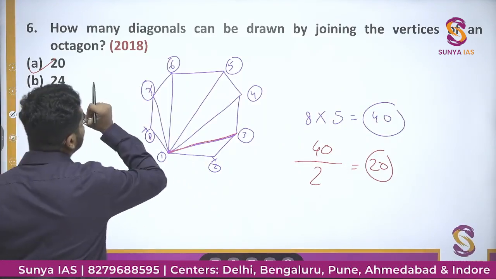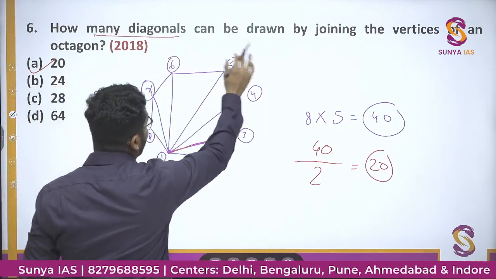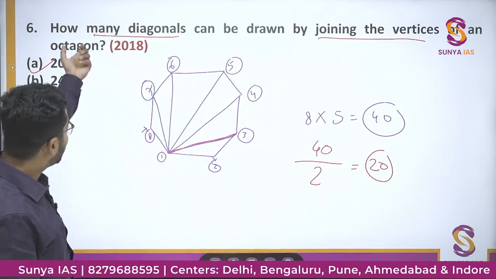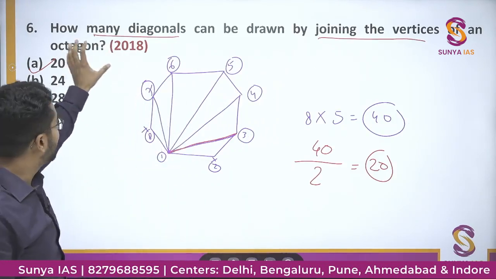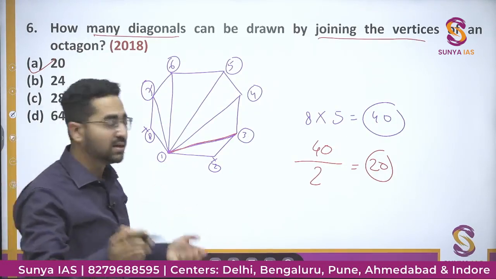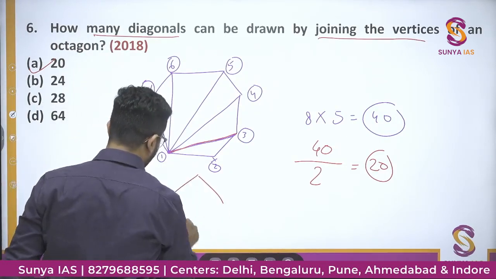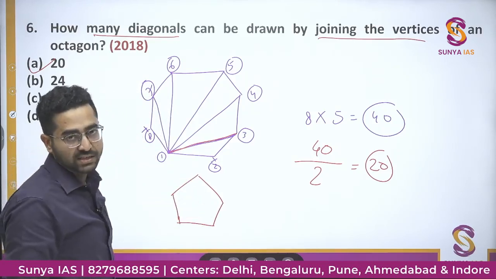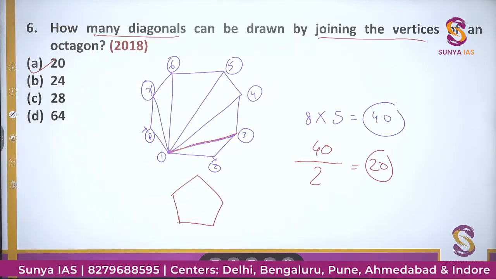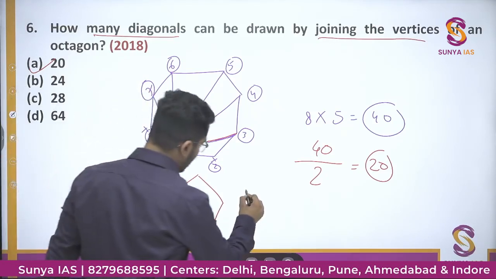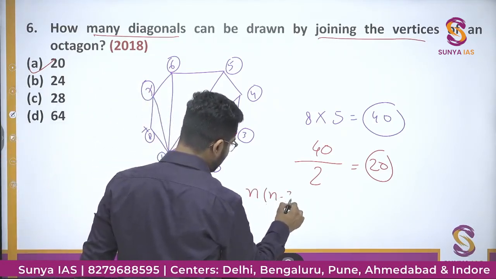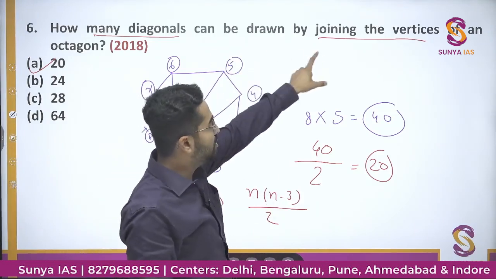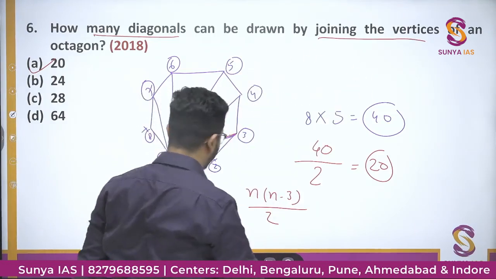If it is asked how many diagonals can be drawn by joining the vertices of a polygon. If it is an octagon, that is okay. But let's say they gave a polygon, they gave a pentagon. How many such diagonals are possible using the given vertices? Then there is the formula, and the formula is written as n into (n minus 3) by 2. This formula is for the number of diagonals that can be drawn by joining the vertices of a polygon.